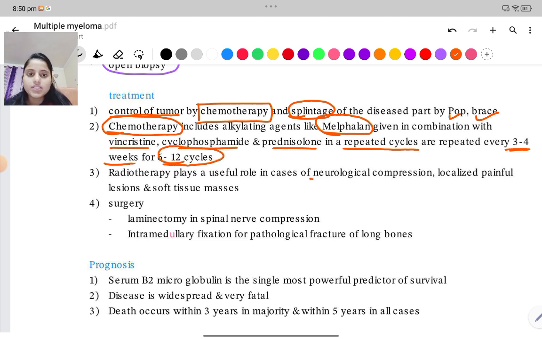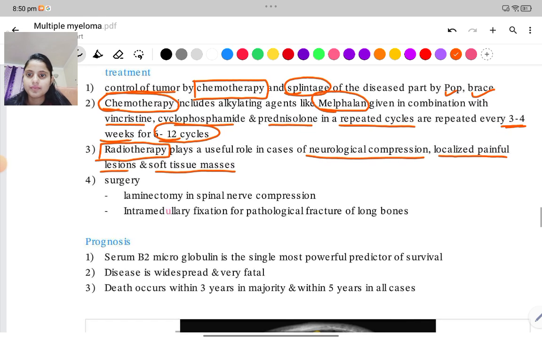If there is neurological compression, localized painful lesions and soft tissue masses, then radiotherapy plays a great role. Surgery is done, laminectomy in spinal nerve compression and intramedullary fixation for the pathological fracture of the long bones.